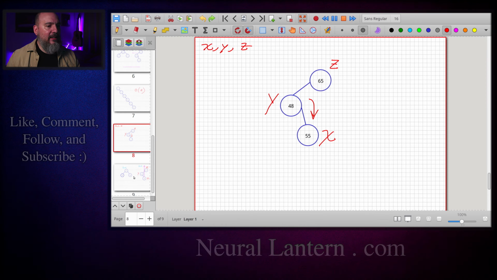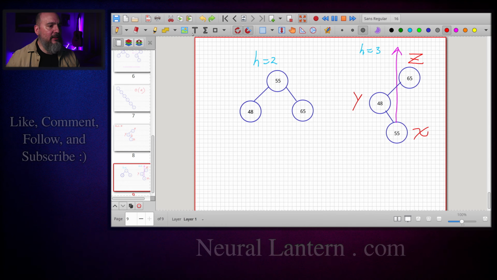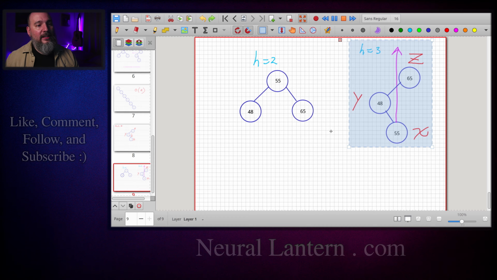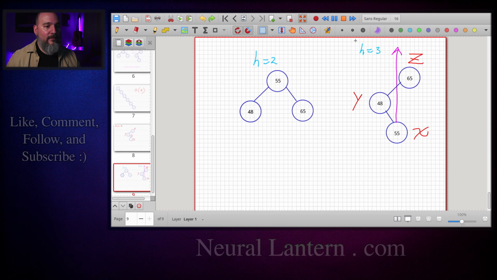Now in this next slide, I've redrawn this in a little bit different way. Notice the trinode subtree that we just selected here, the 65, 48, 55 subtree. It has a height of 3. That should be obvious, right? It's just got a height of 3. We could redraw this subtree in a way that has a shorter height.